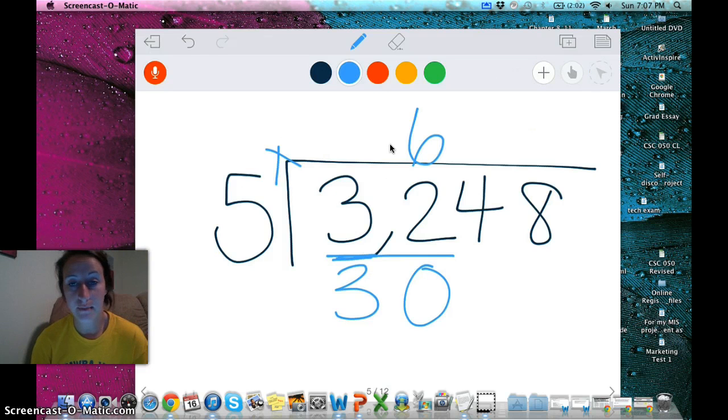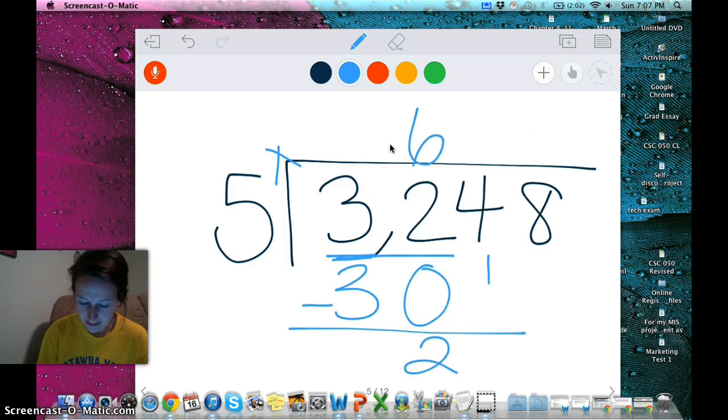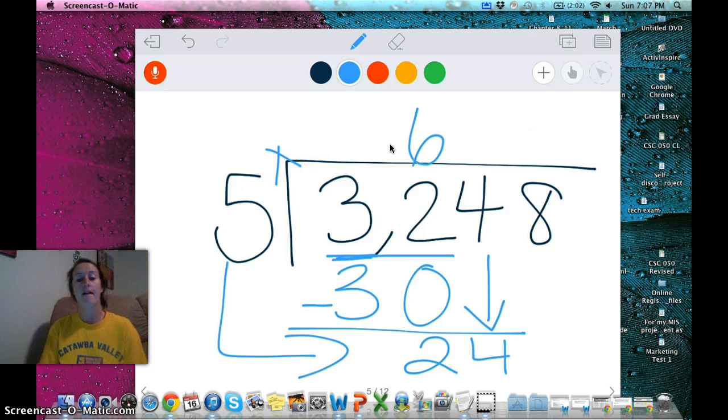After I multiply, 5 times 6 is 30, I subtract, and then my next step is I bring down. So now I'm dividing down here. 5 will go into 24 how many times?